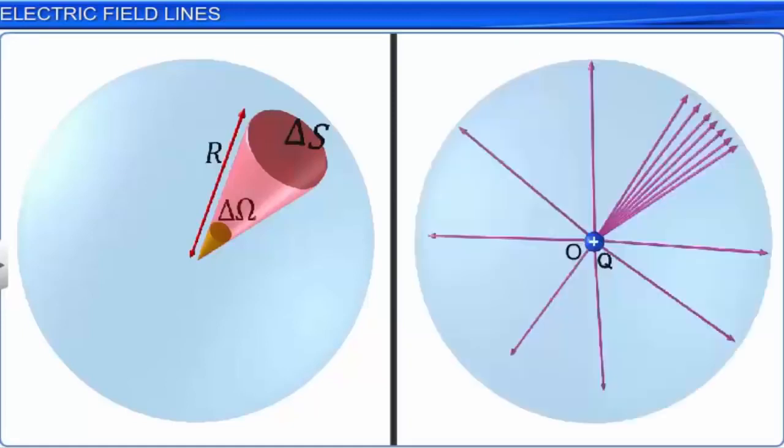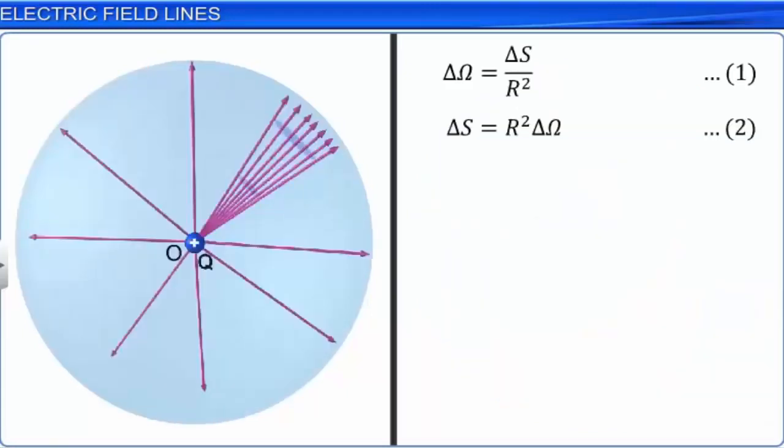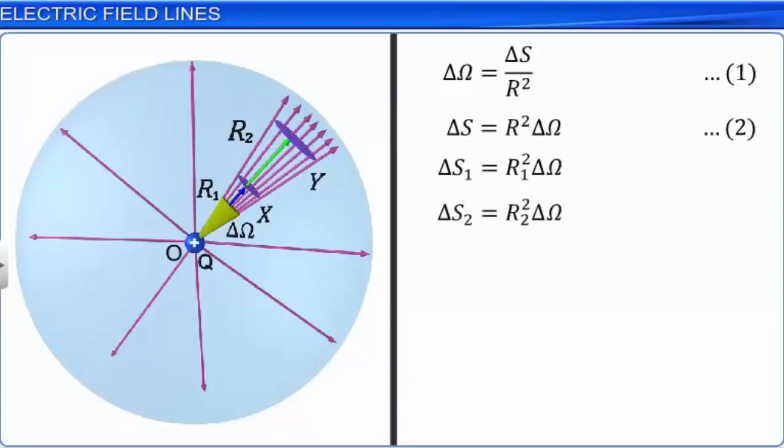For a given solid angle omega, the number of radial field lines is the same. At two different points, say x and y, in the electric field, which are at distances r1 and r2 from the charge, we observe that the area of the elements subtending the same solid angle delta omega will be delta S1 equal to delta omega into r1 square at x, and delta S2 equal to delta omega into r2 square at y respectively.